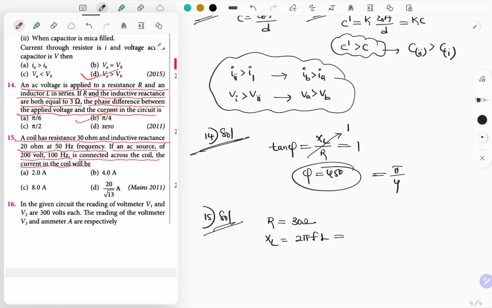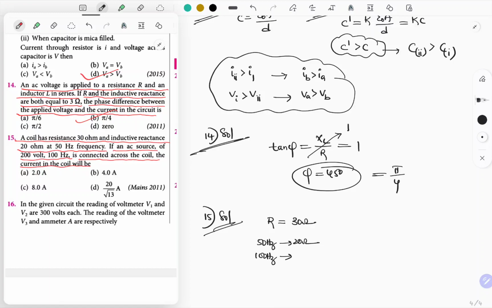Observe one more thing. They have given the inductive reactance itself, not the inductance value. But the given reactance is at a frequency of 50 Hz, and I need the inductive reactance at 100 Hz. So let's use this method. The reactance is 20 ohms for 50 Hz. Then for 100 Hz, what's going to be the reactance?